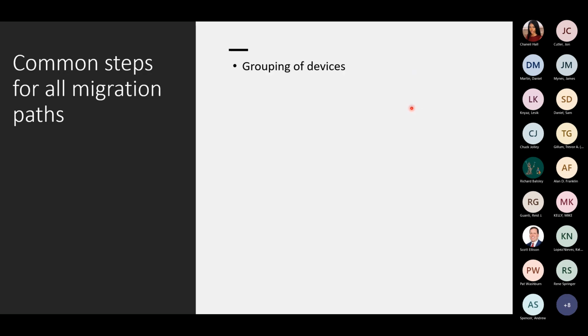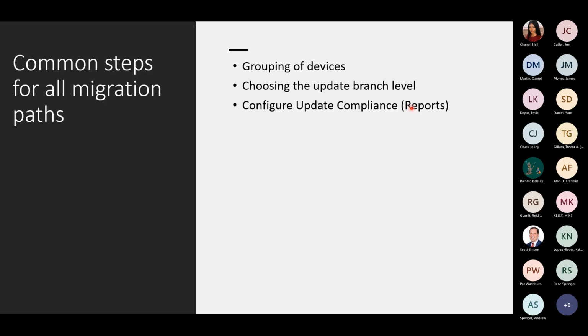Some of them are grouping your devices. For example, you'll have to create a separate group for your IT department and a separate group for production devices. Planning and then choosing a branch level, whether you want to use a pre-release branch for an IT department and a current branch version for production, or whether you want to use a current branch for business version for your production devices.